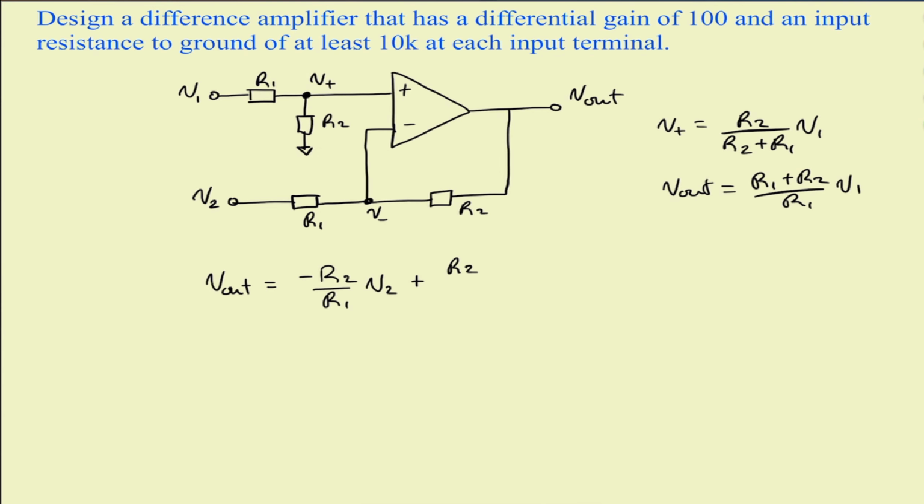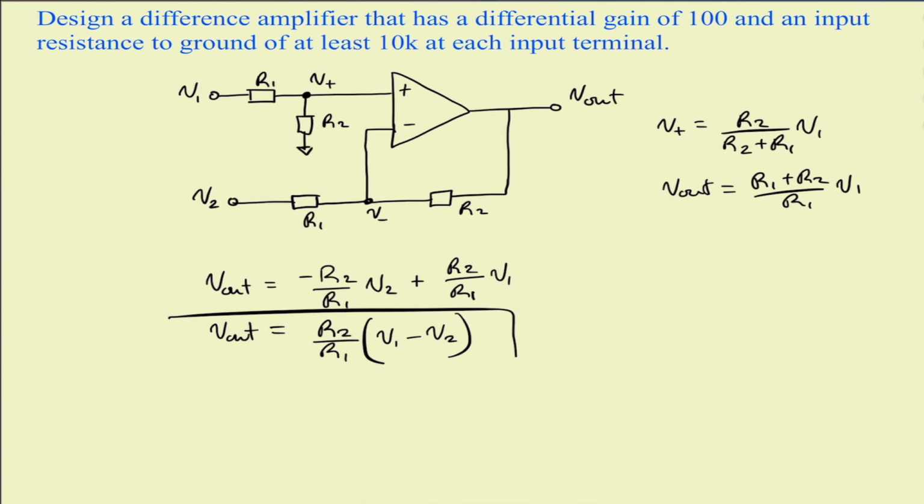So there we have R2 over R1 times V1. So V out is then equal to a common gain factor of R2 over R1 multiplied by the difference between V1 and V2. So that is V out.